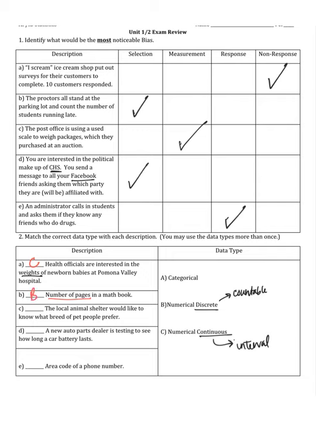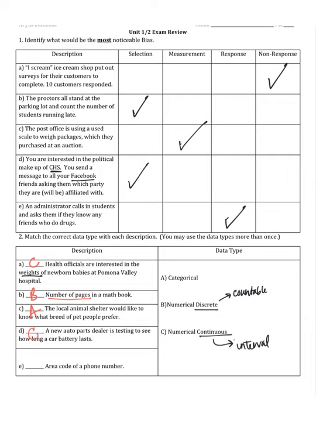The local animal shelter would like to know what breed of pet people prefer. This is not a numeric response, it's categorical. A new auto parts dealer is testing to see how long a car battery lasts. That is time. Time is continuous. This is going to be numeric continuous.